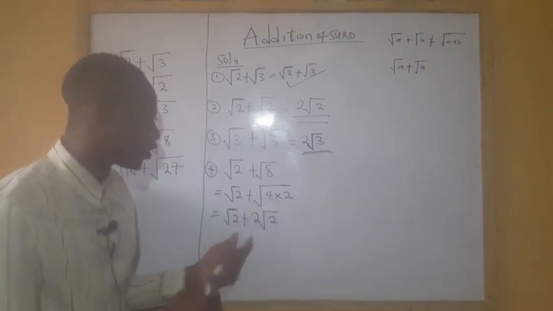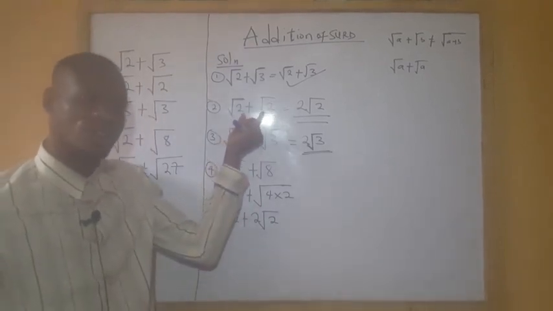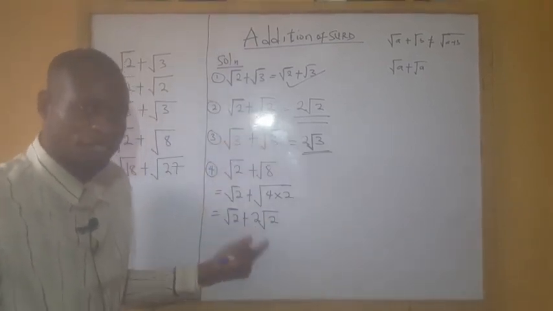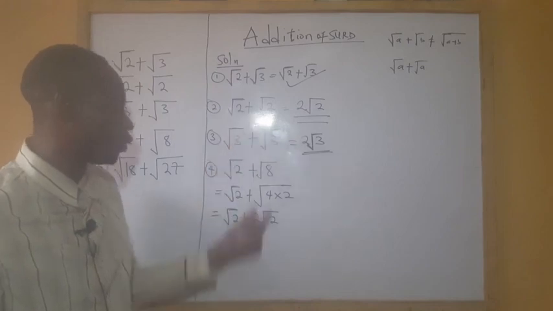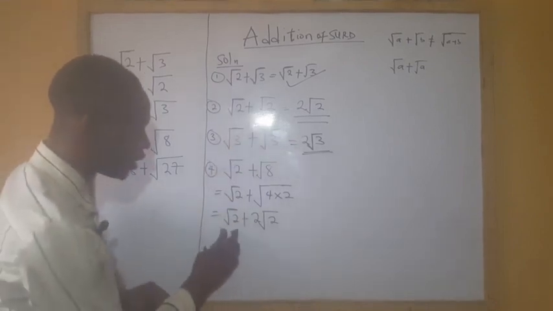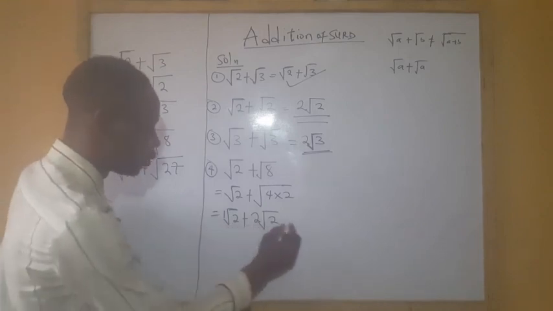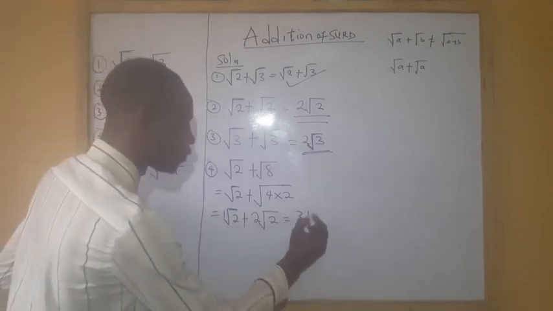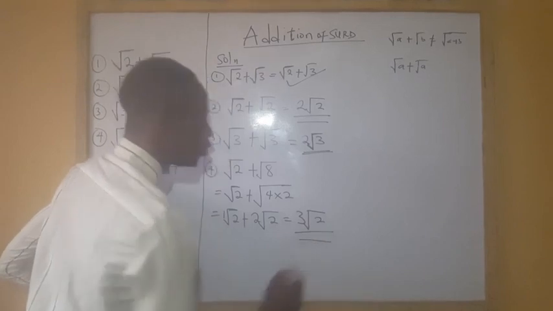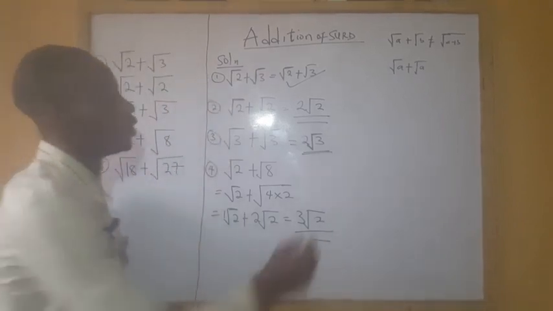So you can see that this result now is just like this, but this one has a coefficient of 2. So the same thing we applied here, we are going to apply here. Since they have the same root, we proceed. The coefficient here is 1, so 1 plus 2 will give you 3, then root 2. We are done with that. So the last one.